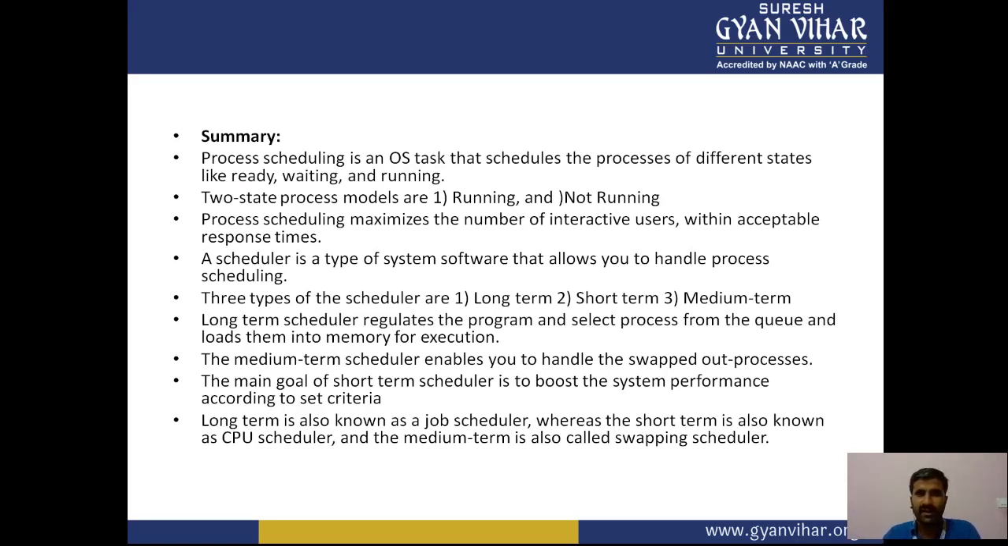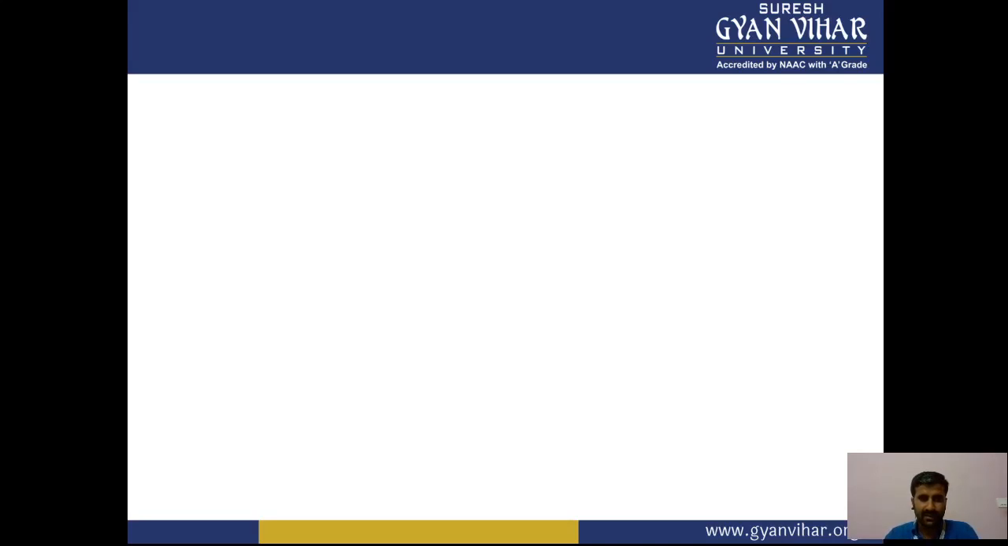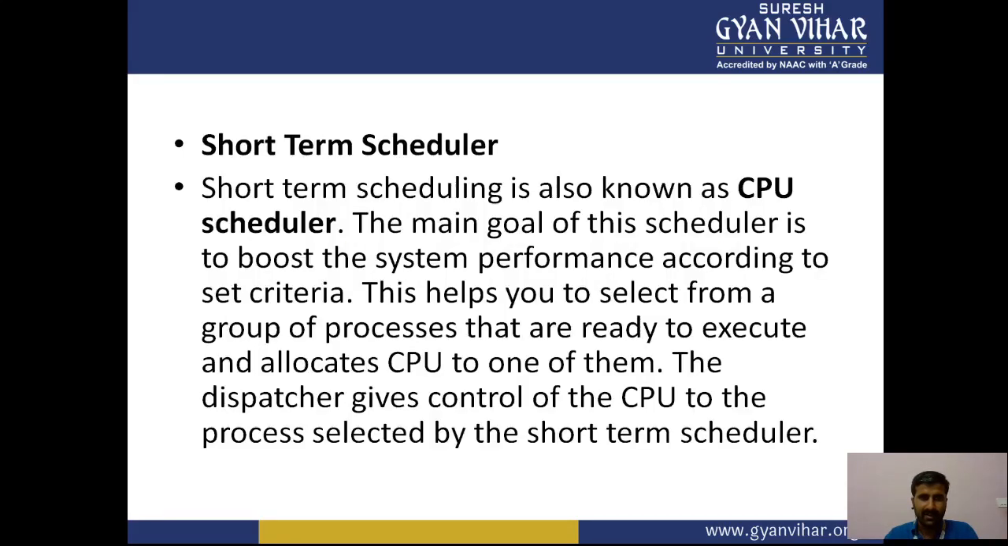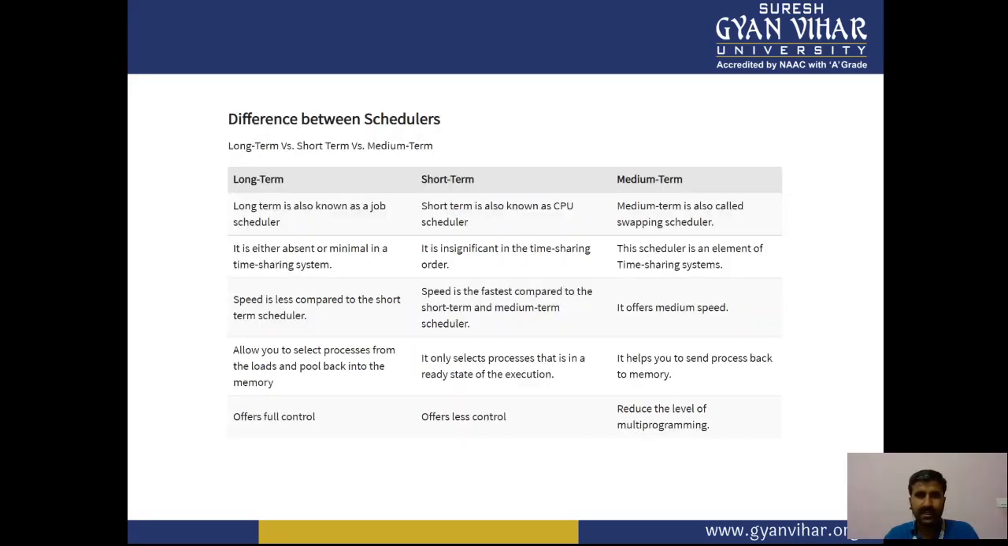Process scheduling is an operating system task that schedules the process of different states like ready and waiting, right? So this is all about the kinds of scheduling we have done. If we discuss the differences, then the long-term scheduler's speed is less compared to the short-term scheduler, the short-term scheduler's speed is fastest, and the medium-term scheduler offers medium speed. So these are the differences between the long-term, short-term, and medium-term schedulers.